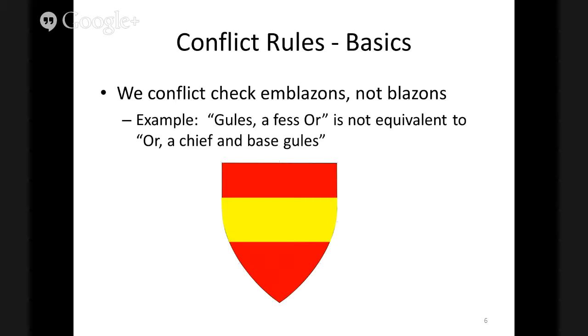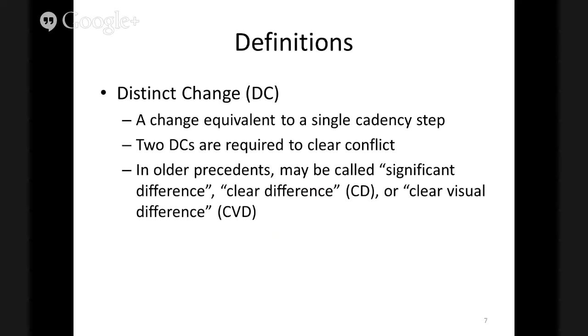So we don't need to do that here because that's not a legal blaze. So some definitions. We have what's called a distinct change, a DC. This is a change that's equivalent to a single cadency step that we described. Okay, we require 2 of these to clear conflict.